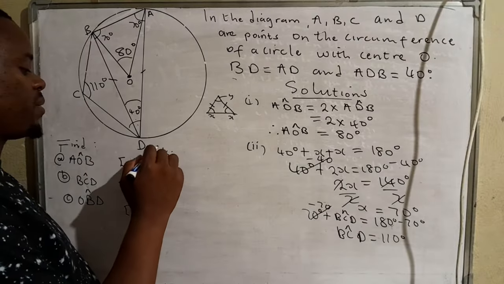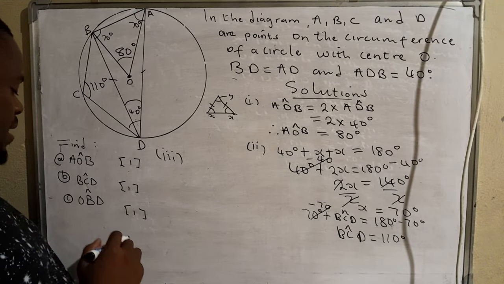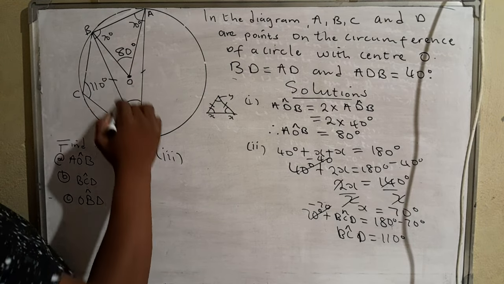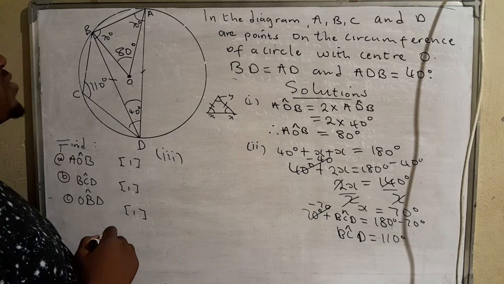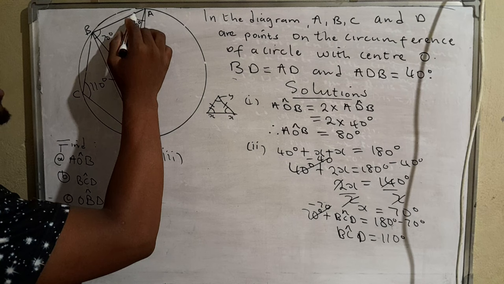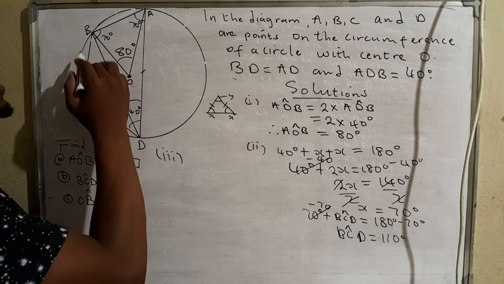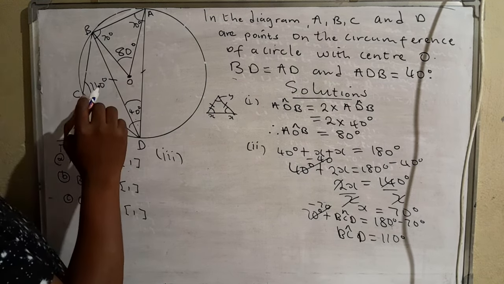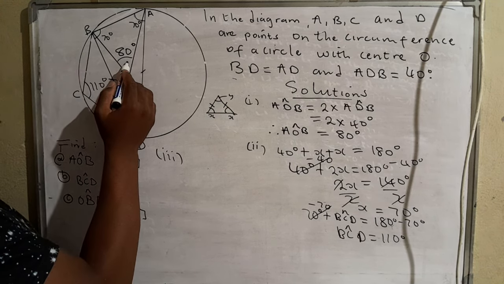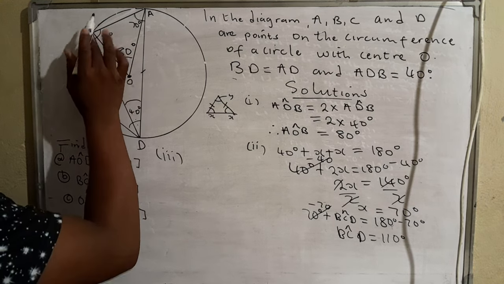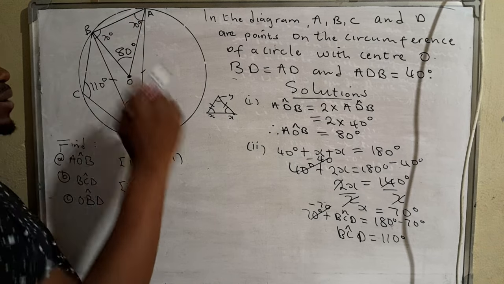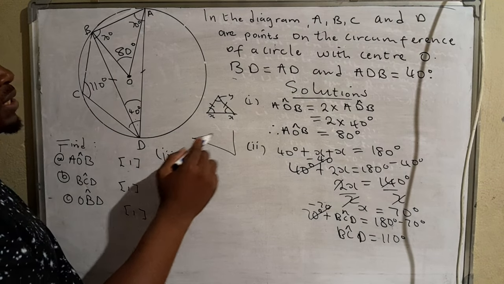1, 2, 3. We're saying calculate OBD. So OBD, where is OBD? We'll take it that we don't know the values of the entire angles from here to there and from there to there. So for us to determine the value of this angle, we need to make use of this one, so that we simply pull out the interior triangle, which is like this.